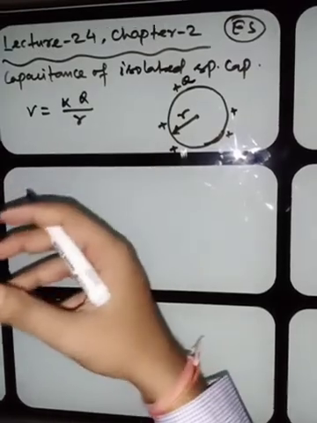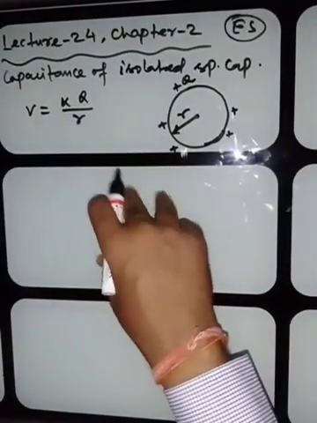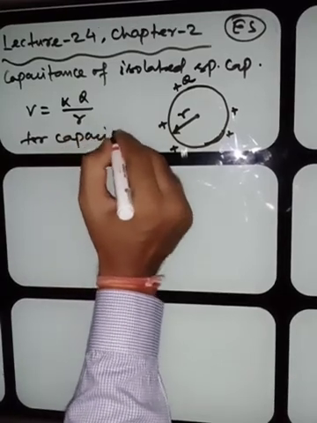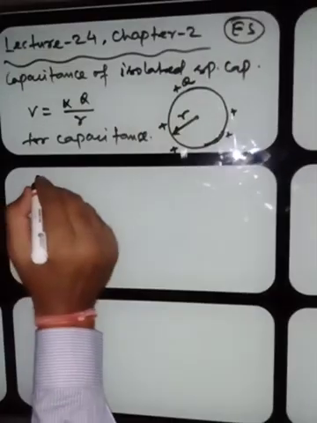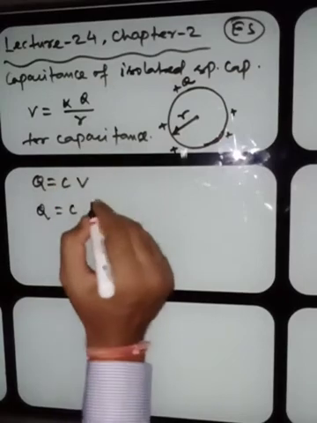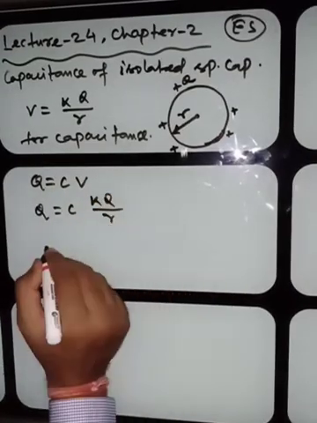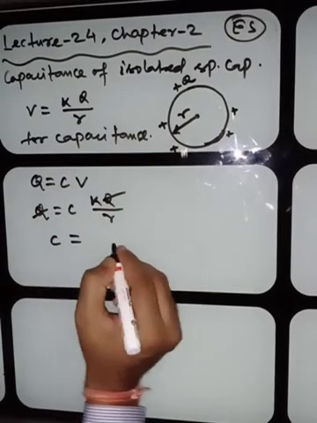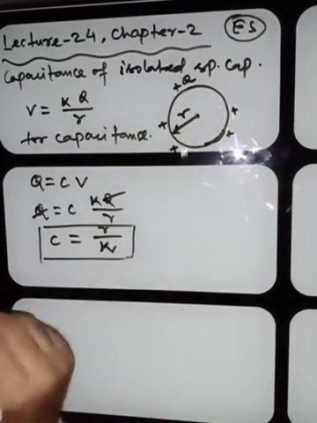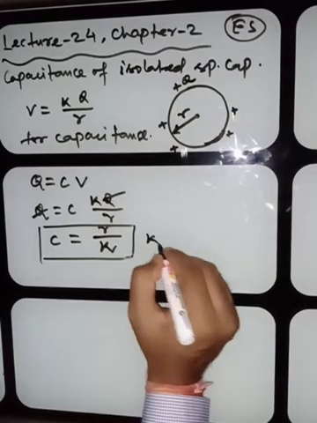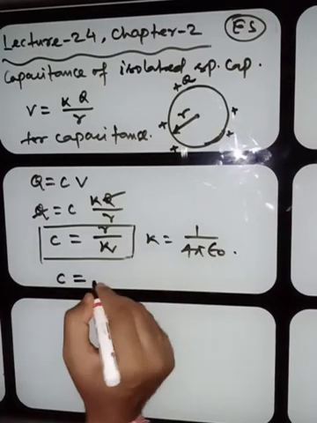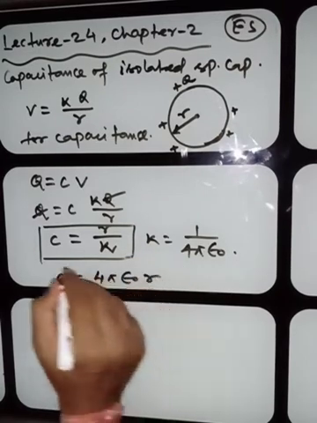Yes. Now to find the capacitance, we know that q is equal to c times v. Already we have calculated the potential kq by r, so the q will be cancelled out, and c is equal to r by k, and this is the capacitance of an isolated spherical capacitor. This k is 1 by 4 pi epsilon naught. It means this capacitance can also be written as 4 pi epsilon naught r.